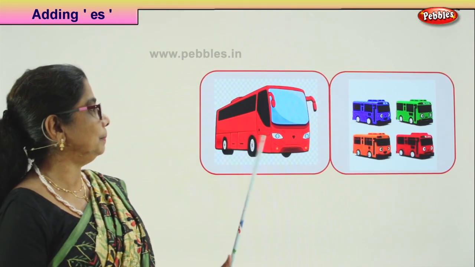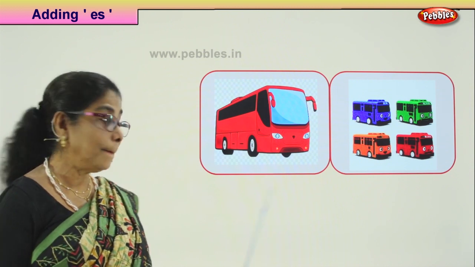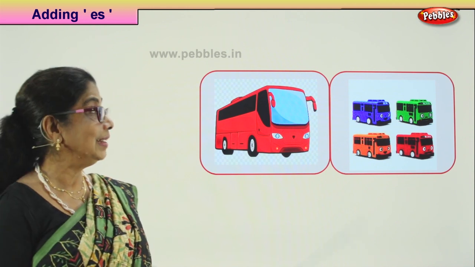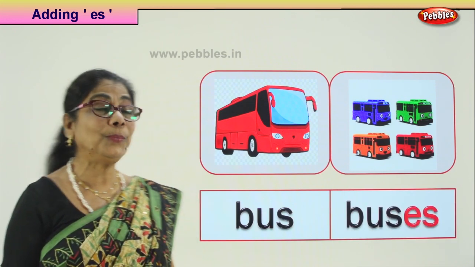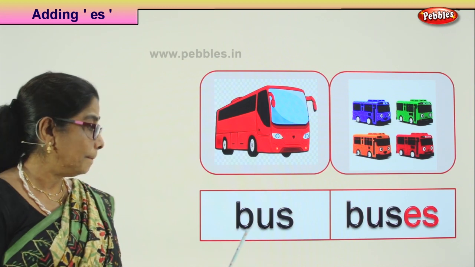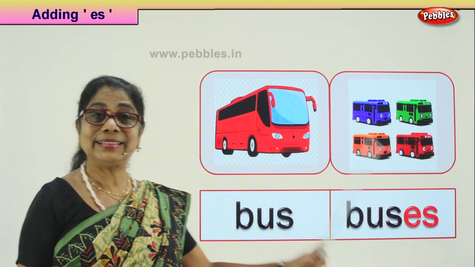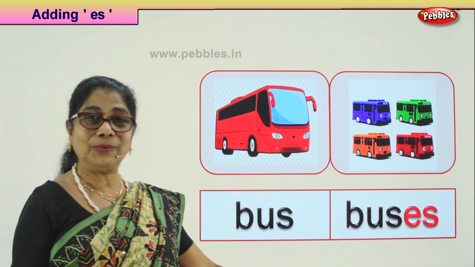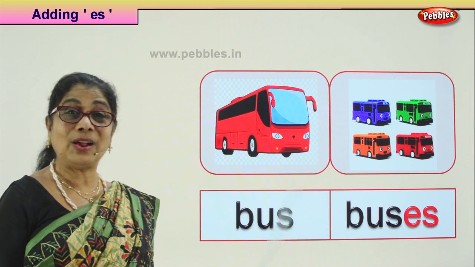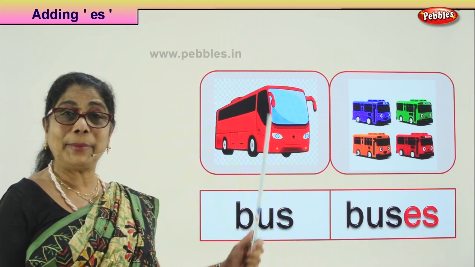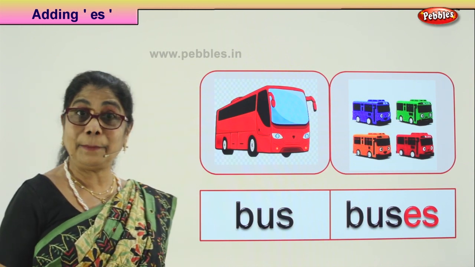See what you have. What is this? Your toy bus. Yes, one bus. Good. One, two, three, four. Four buses. Good. So singular, one bus, four buses. Singular noun, plural noun. To form the plural, we added es to the singular. One bus, two buses, or one bus, four buses. Good, very clever children. Let's look at another picture.